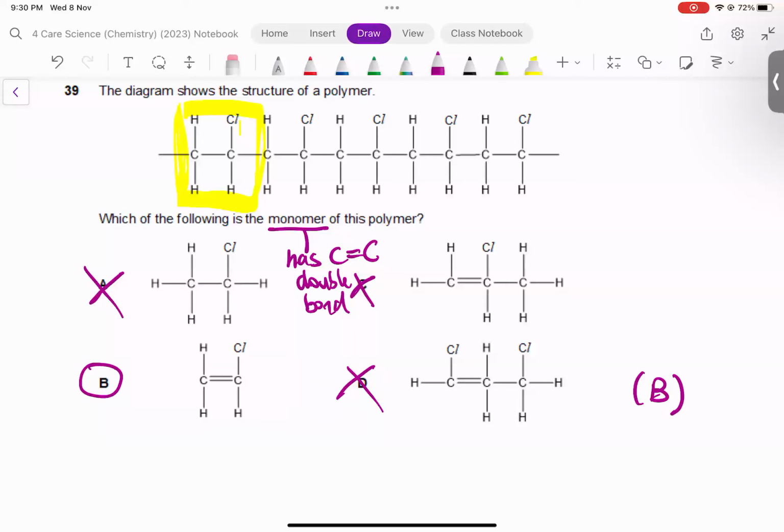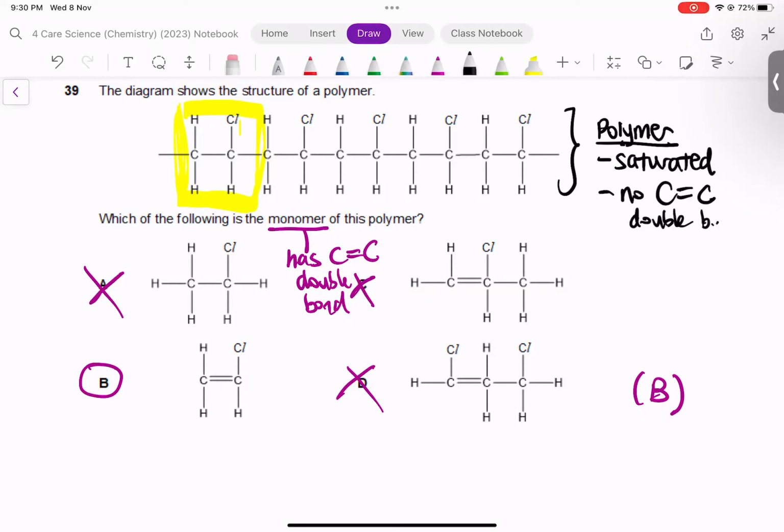Okay, so if you got this wrong, please go back to our alkenes notes and practice addition polymerization. Next, can you please write down the polymer? The polymer is saturated. The polymer has no double bonds. You can see that the polymer has no carbon-carbon double bonds. It's saturated. So the polymer does not decolorize aqueous bromine. So this is very, very important to know. Polymers do not decolorize aqueous bromine.